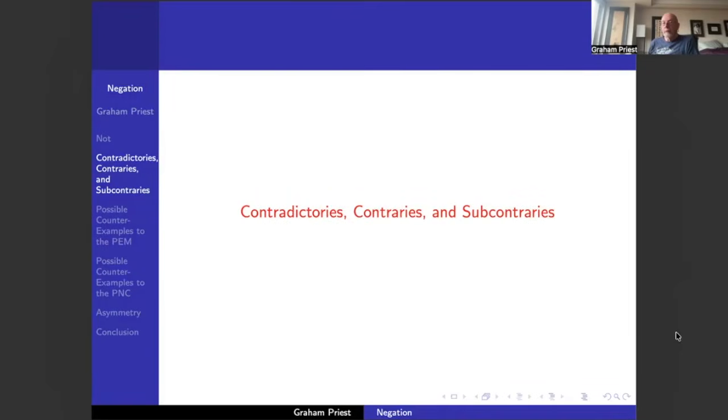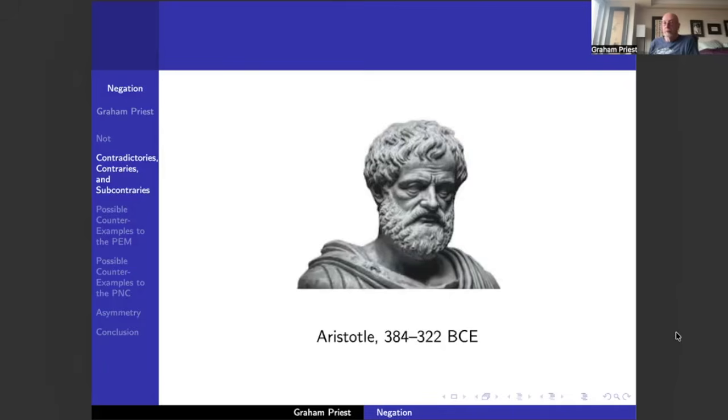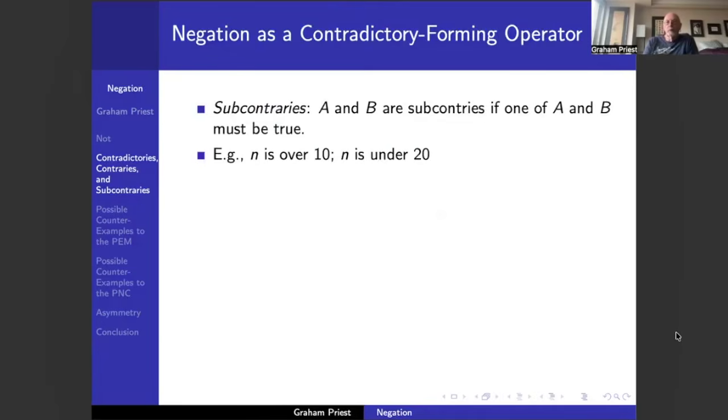And this account goes back to this guy, who I'm sure you've heard of before. And according to him, negation is a contradictory forming operator. What did he mean by that? Well, let me explain. So first of all, let's talk about contraries and subcontraries.